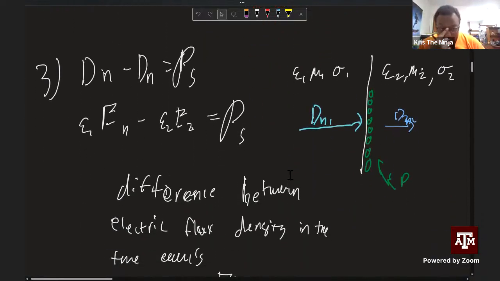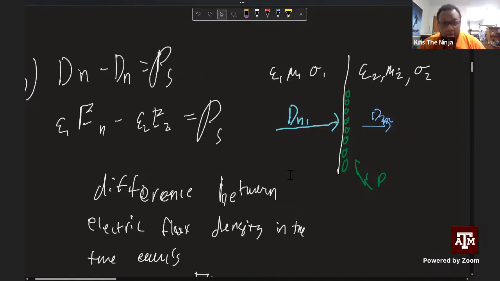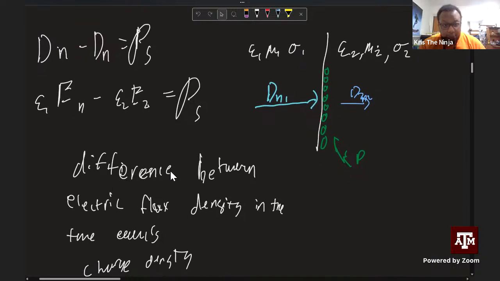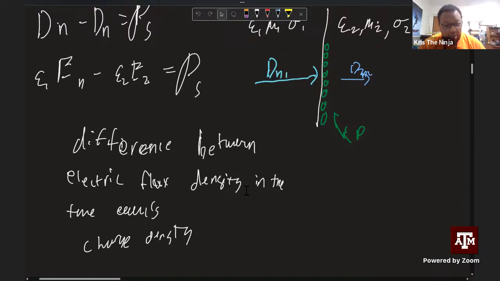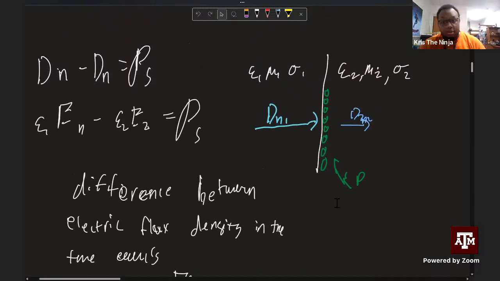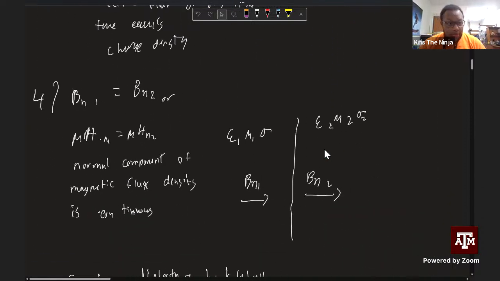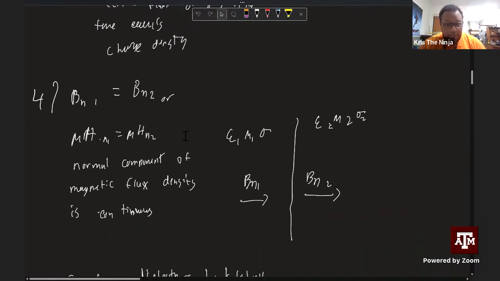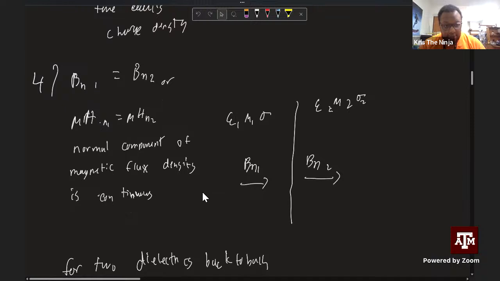Then you have Dn1 minus Dn2, and that equals charge density, and that's the difference between the electric flux density in the material, and that creates a charge density on the material. You can see that here with this green. Then you have Bn1 equals Bn2. So the normal component of the magnetic flux densities is continuous.